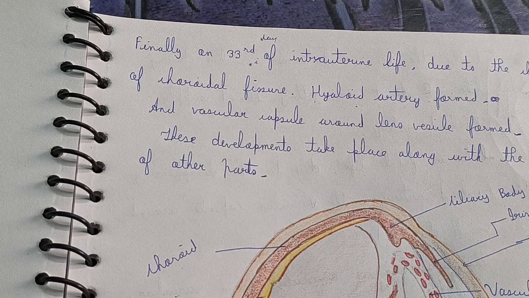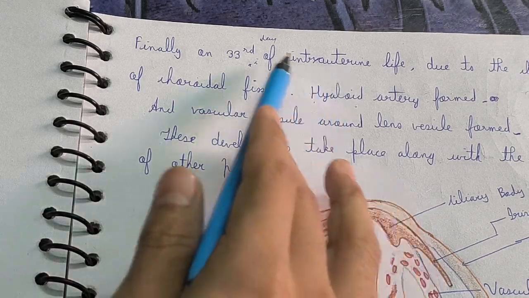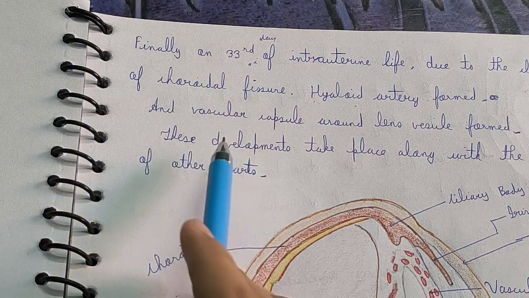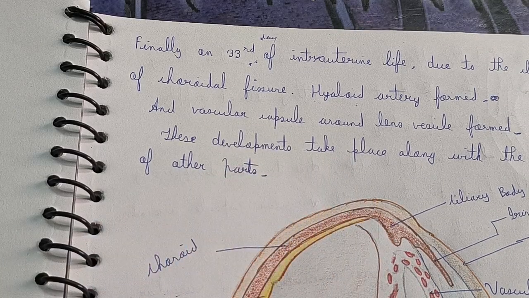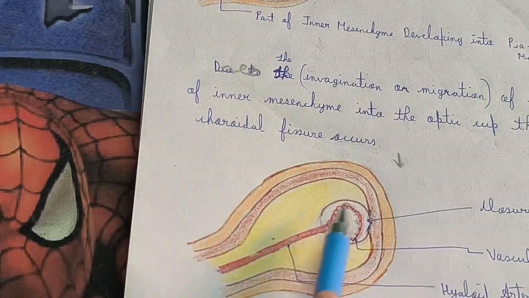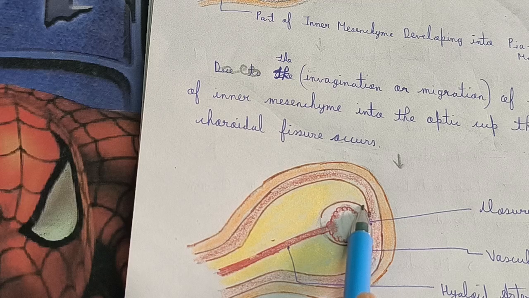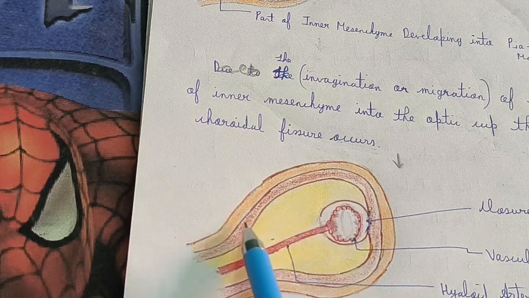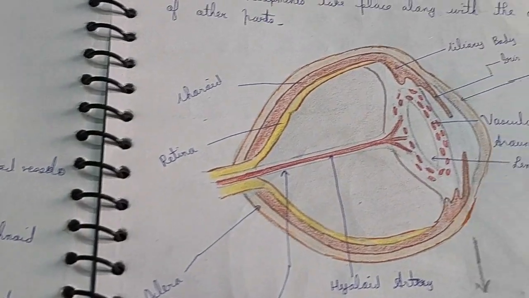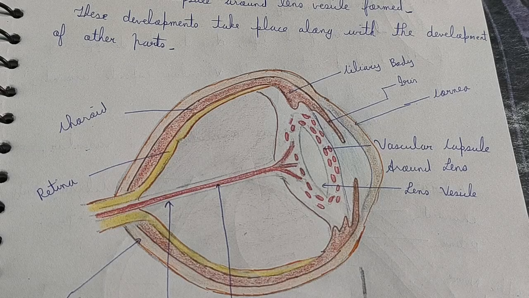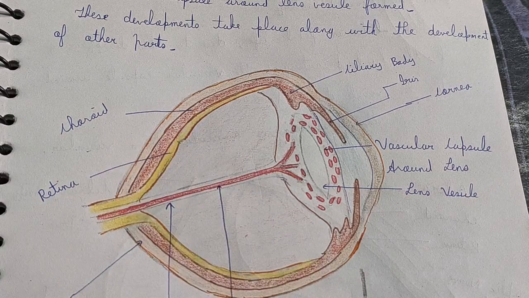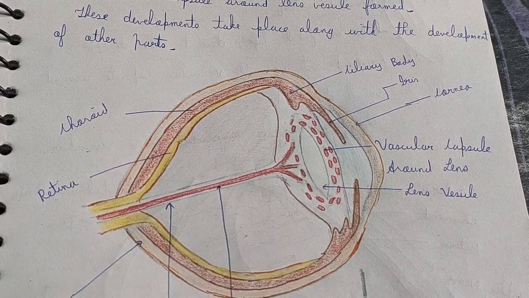But also, one thing you must know is that the development of this hyaloid artery and the vascular capsule takes place along with the development of other parts. As you know, the posterior part of this optic cup will develop into retina, and the anterior part into iris, ciliary body, and also choroid. All these developments will also take place. So this is the final appearance: sclera formation, choroid, retina formation occurs, and this is the vitreous humor.